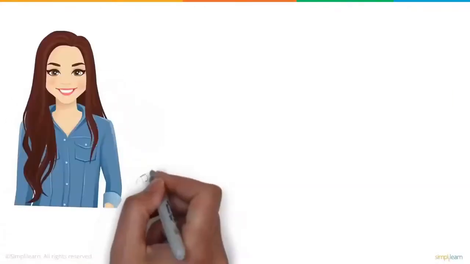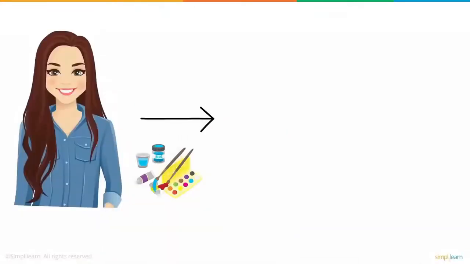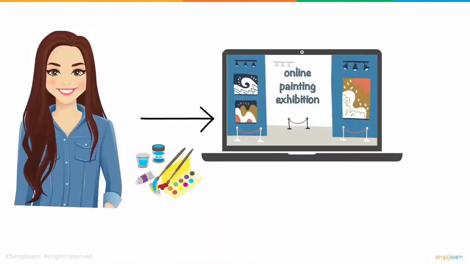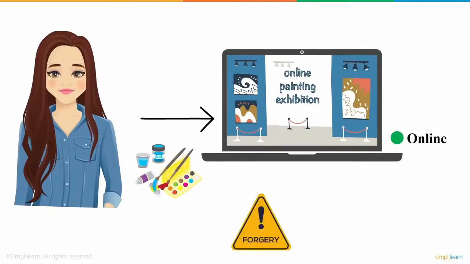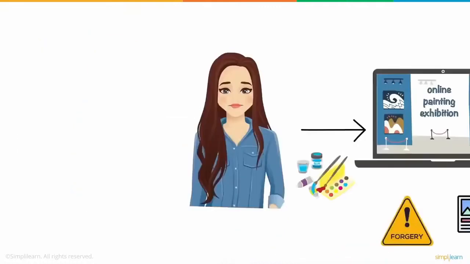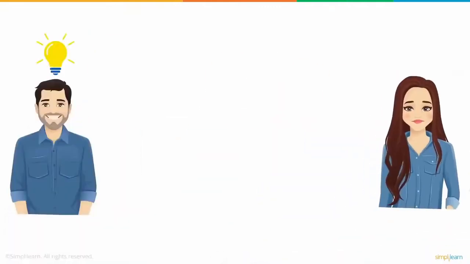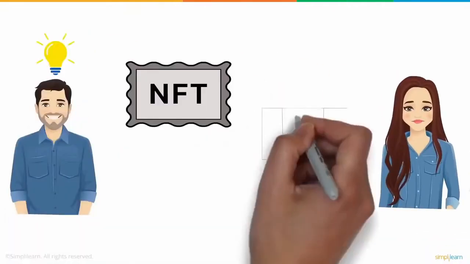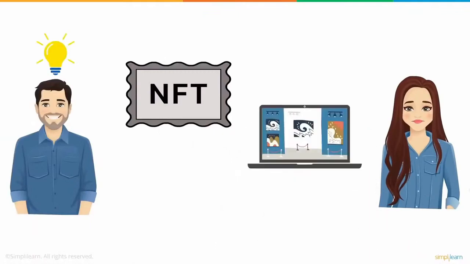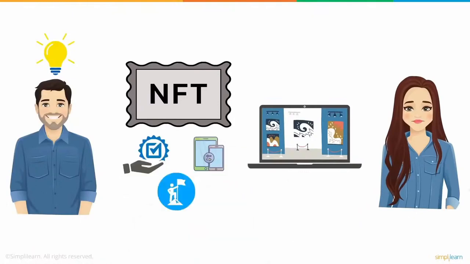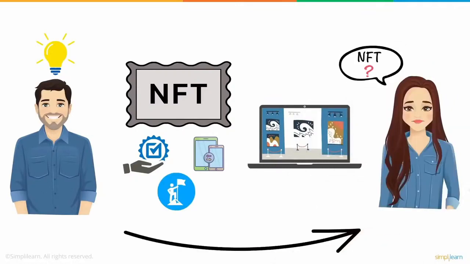Meet Susan, an aspiring painter. She wishes to conduct an online painting exhibition for all her digital artworks. However, as the exhibition is online, she is worried that her paintings won't be secure, as anyone could easily forge or replicate them. Her friend Mark came to her rescue with an idea of NFT. He suggested that Susan could buy NFTs for all her paintings, as NFTs are trustworthy, easily transferable, and will also maintain her ownership rights on her artworks. Susan had no idea what NFTs were, so Mark stepped ahead and explained it to her.